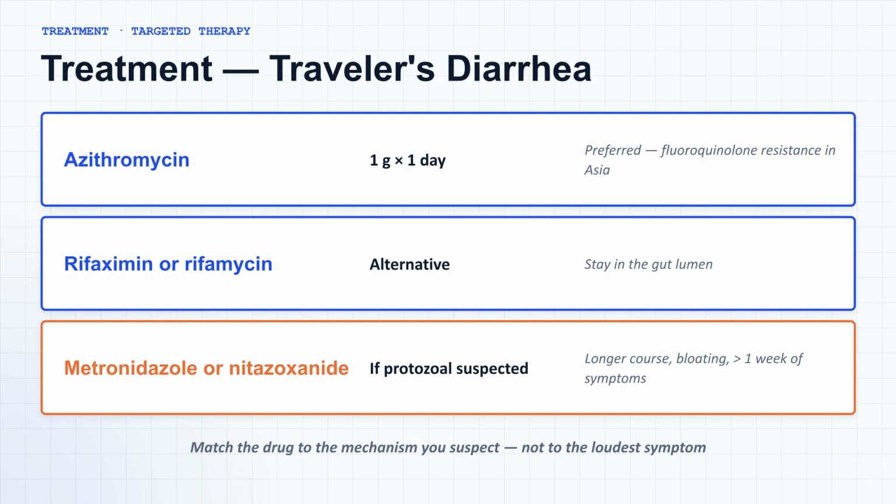Prevention matters more than treatment here. Bottled water, hot cooked food, and hand hygiene. And note that rifaximin is not the choice when there is fever or blood.